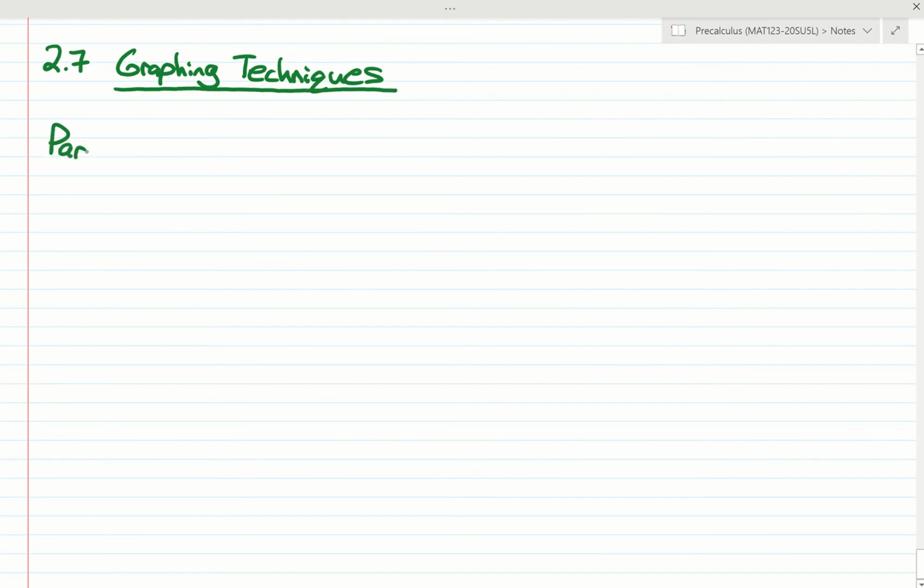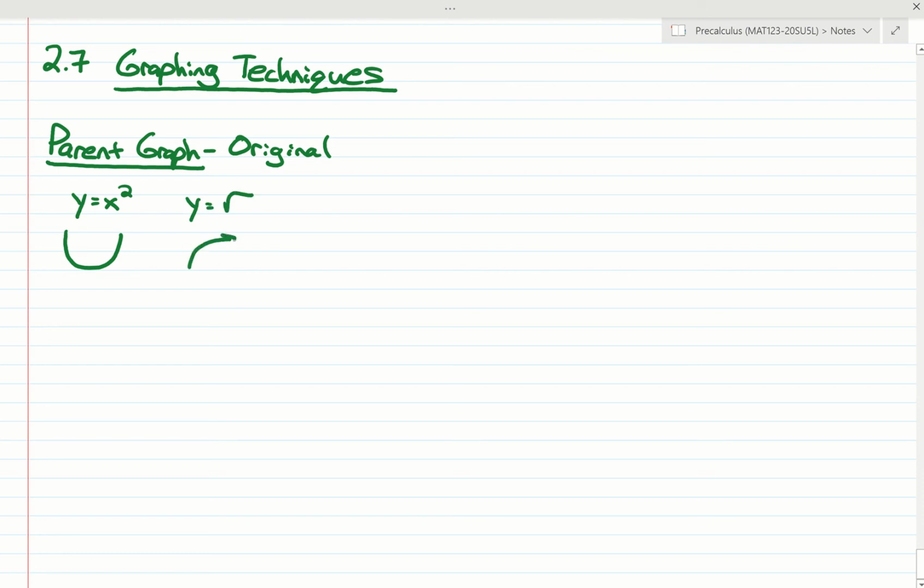Parent graph was the last lesson. What a parent graph was, it's just the original graph. So remember we talked about if you have y is equal to x squared, that looks like a parabola. If y is equal to the square root of x, it's like a hook. Y equals the absolute value of x is a v. Y equals x cubed is kind of like an indecisive parabola. And then y is equal to the cube root of x looks something like this. Those are, in general, the shapes that we're going to be transforming or just moving around.